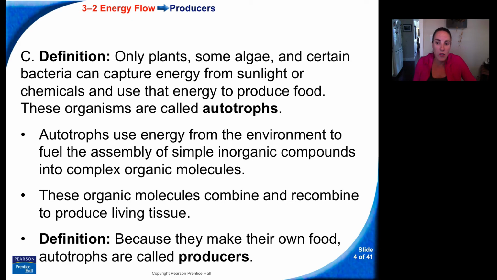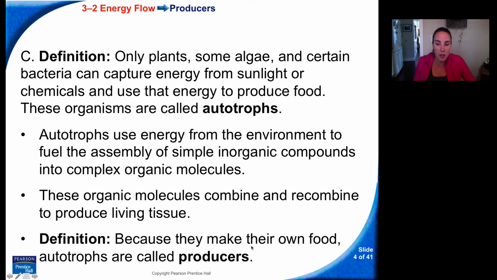They use the energy from the environment to fuel the assembly of simple inorganic compounds into complex organic molecules. These organic molecules combine and recombine to produce living tissue. And we'll see this in a minute with photosynthesis. Plants can take energy from the sun plus some inorganic compounds like carbon dioxide, and they can produce all of the macromolecules needed for life, like proteins and carbohydrates.